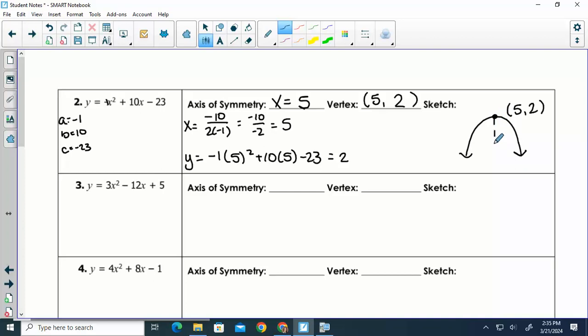The axis of symmetry we draw in as a dashed line, and let's just write the equation of that line underneath it. So that was x equals 5.